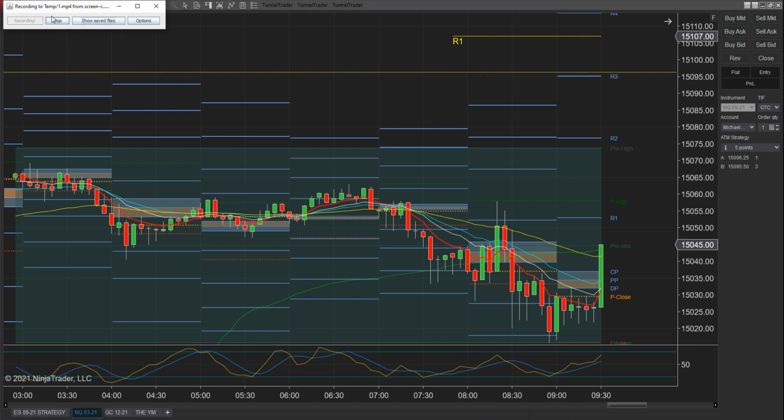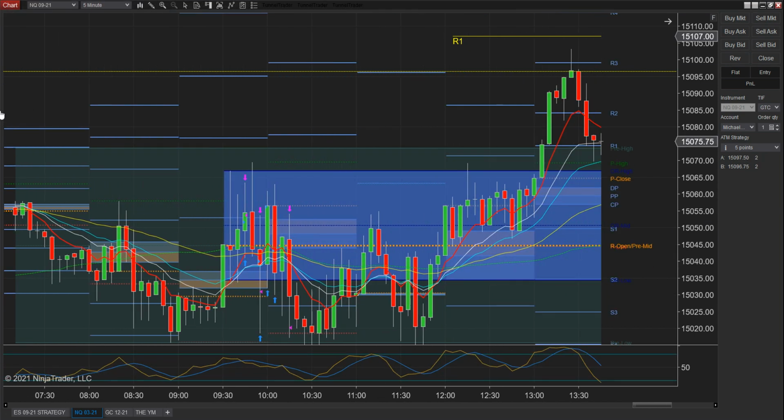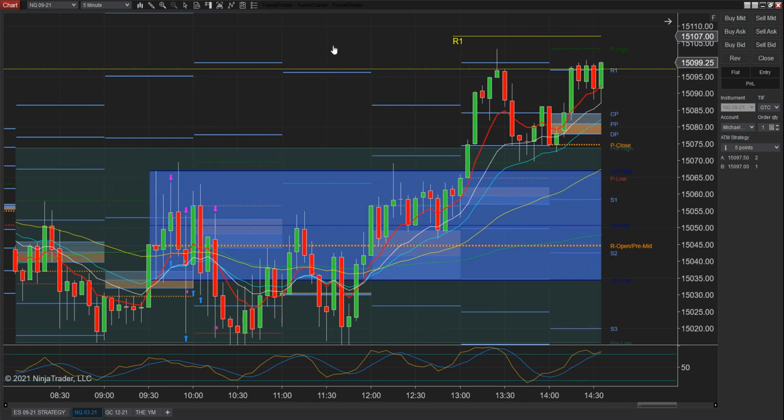It's very simple. There's one thing I do want to show you, this is where I make my mistake. I see a pattern here, and I'm expecting this to go to R1. I'm looking for a hit to the daily R1.